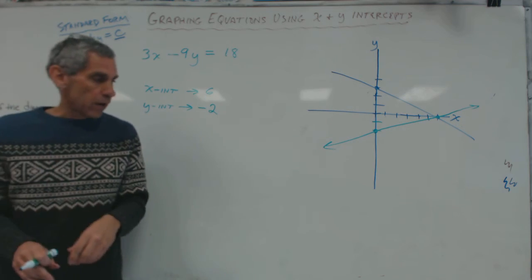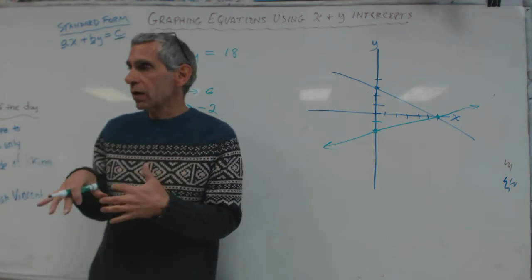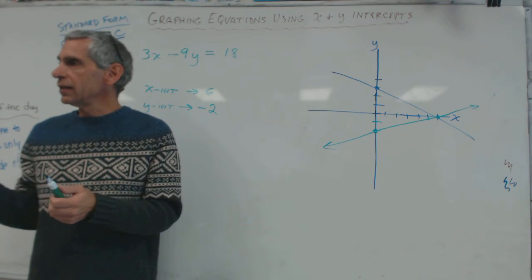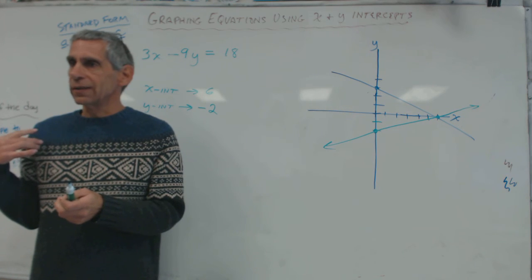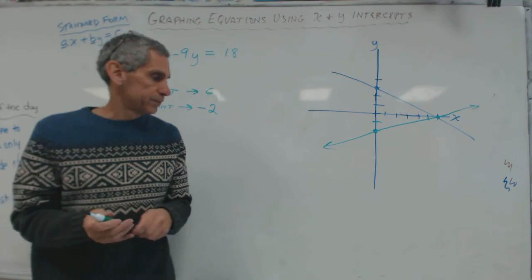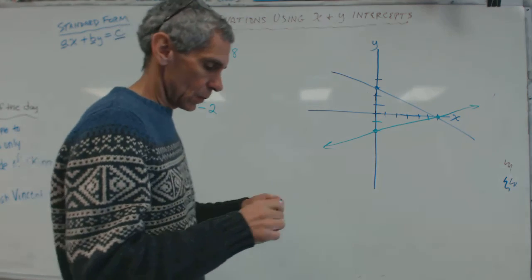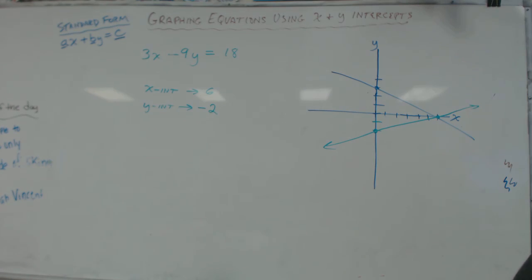So that's the process. So you have your homework, problems 1 to 5. Do you guys understand this? Do you want me to do any more examples? Is there anything different on our homework besides this?